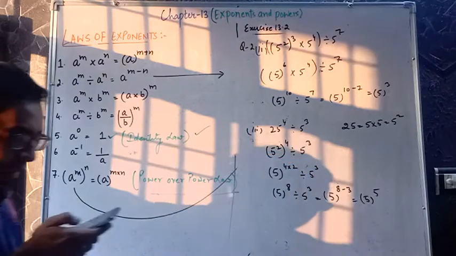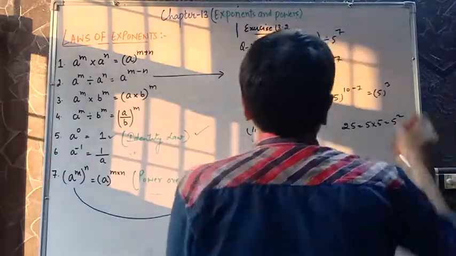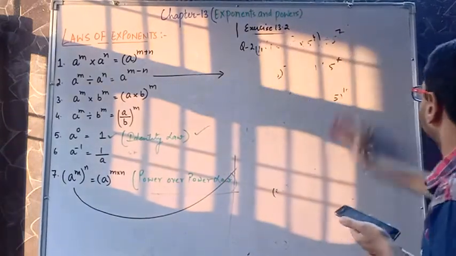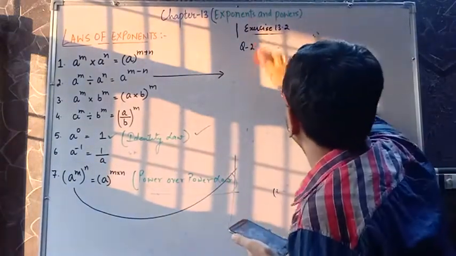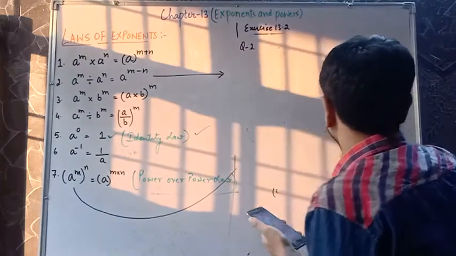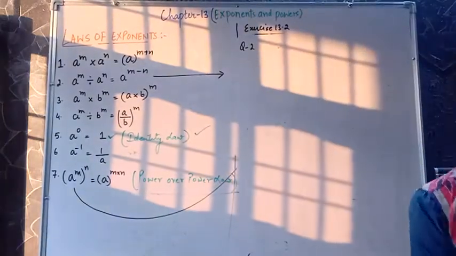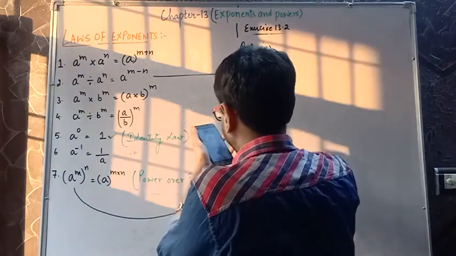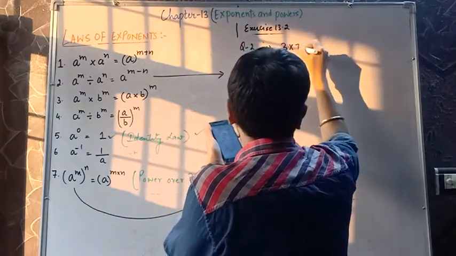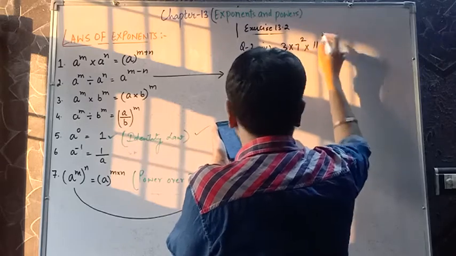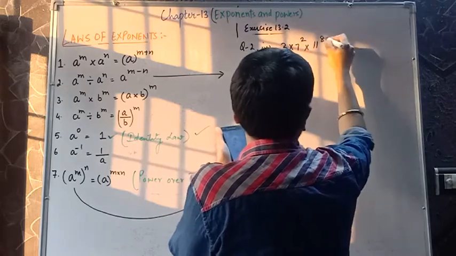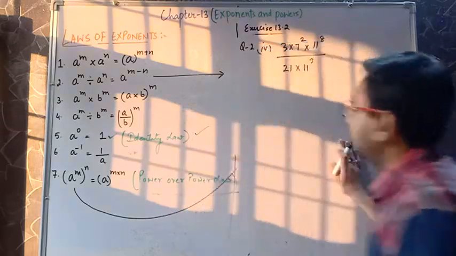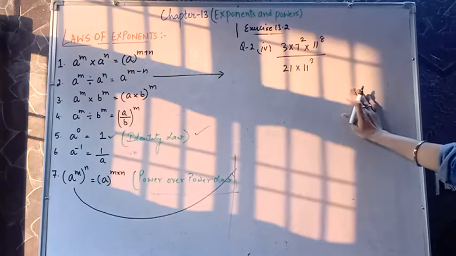Next. Fourth part. We'll be very quick on this. Fourth part as it is. 3 into 7 raised to power 2, 11 raised to power 8 upon 21 into 11 raised to power 3. Now the question seems to be difficult but it's not.